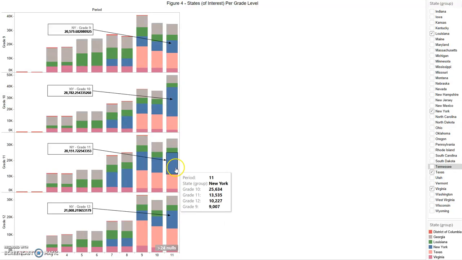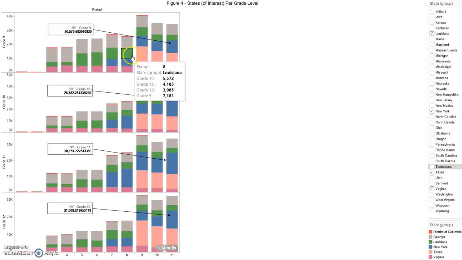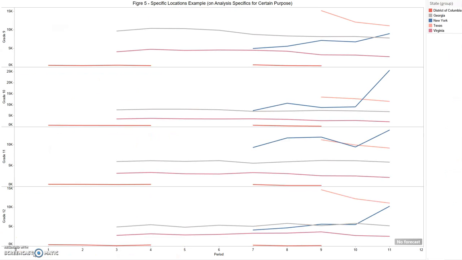Figure 4 has been filtered to show my places of interest, if you want to see the places I want to move to or near where I am now. So I chose Texas, Virginia, Louisiana, New York, Georgia, and District of Columbia. Some states have very little, but you can see the trend over 10 years. Finally, figure 5 shows 5 states. No forecast is shown as the time series is too short to forecast for these selections. However, you can see the trend over the past years.